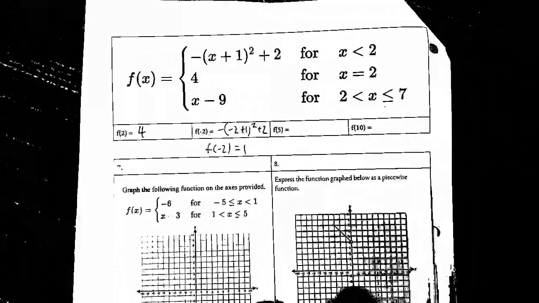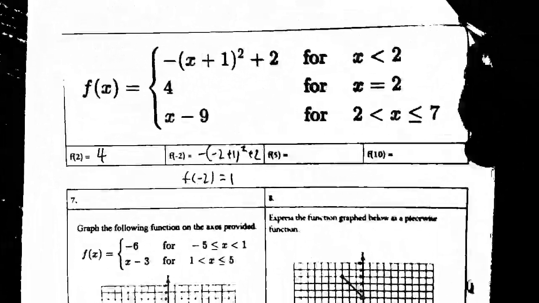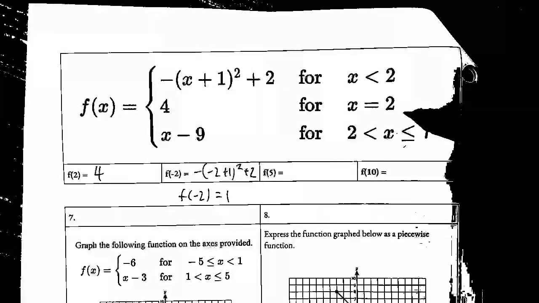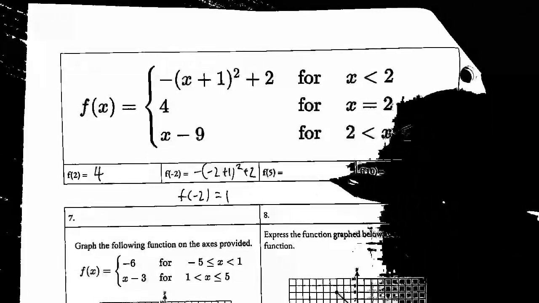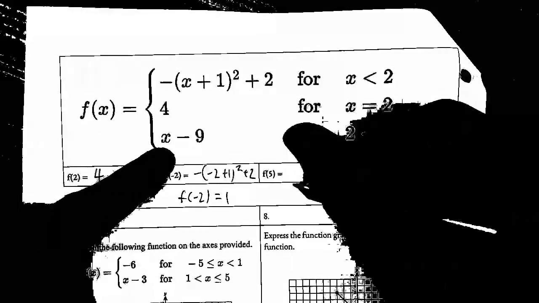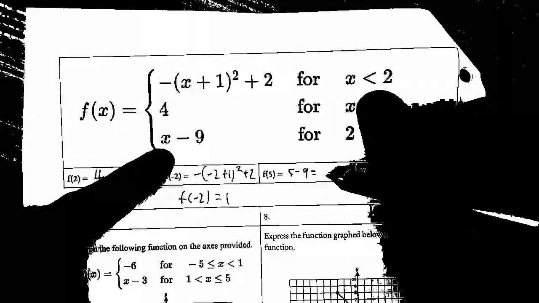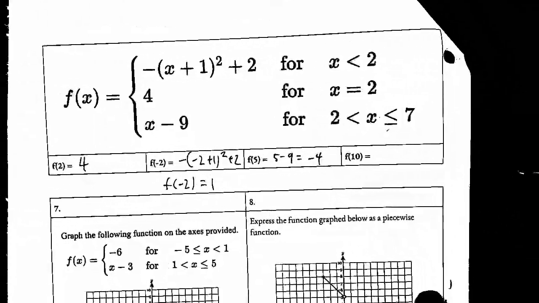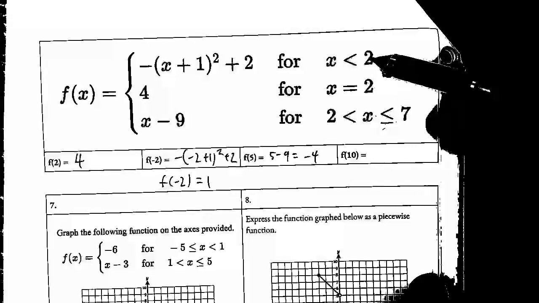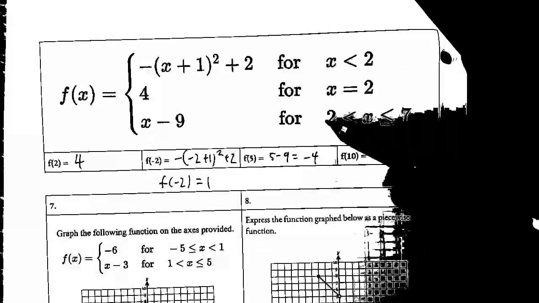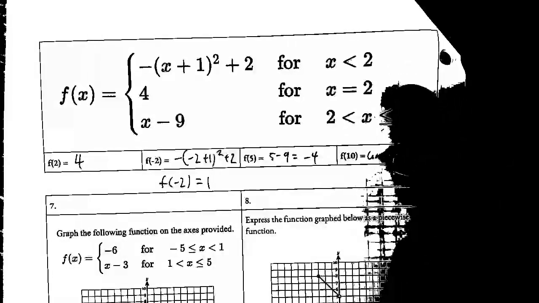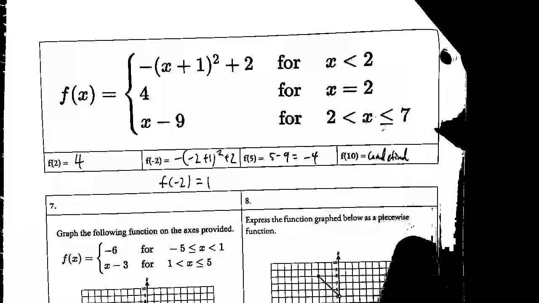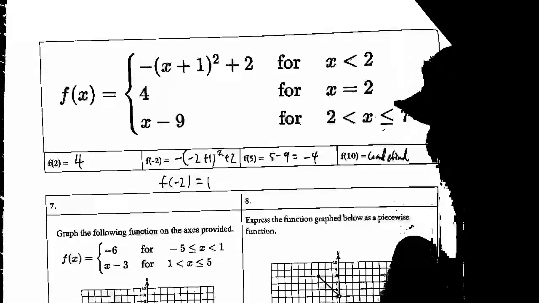Okay. For f of 5, again, same process. It's not less than 2. It isn't 2. It is between 2 and 7. So it's just going to be 5 minus 9, which is -4. For f of 10, 10 is not less than 2. It isn't 2. And it's not between 2 and 7. So this is undefined because it doesn't fall into any of these categories. Okay.